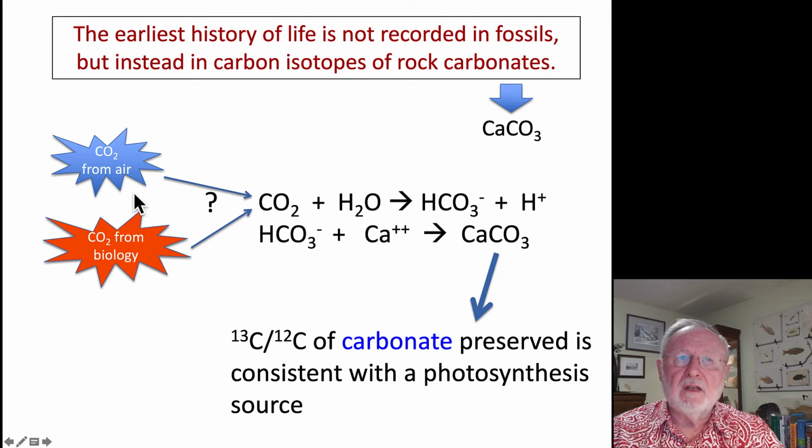And it turns out that if carbon dioxide comes from air and it interacts with water to form a bicarbonate, which then precipitates with calcium to form calcium carbonate, we can tell the difference in whether that carbon dioxide came from air or whether it came from respiration associated with biology. So it turns out that the amount of 13C over 12C in that carbonate rock preserves a signal of whether that carbon dioxide was formed geologically from air or biologically from respiration.